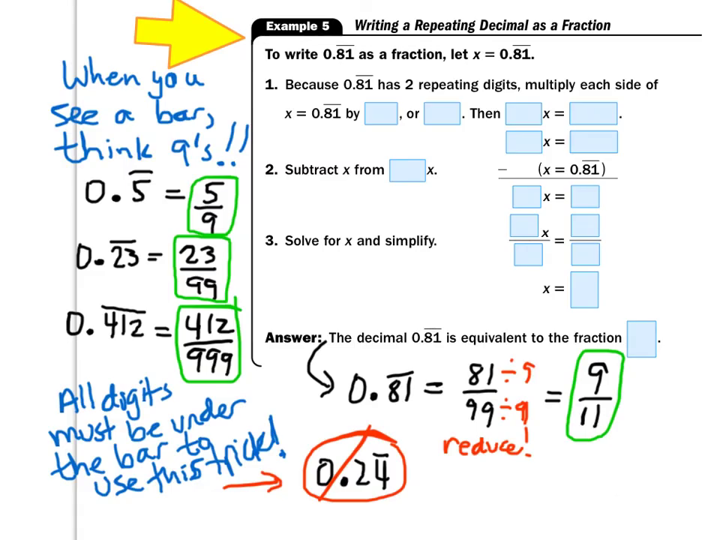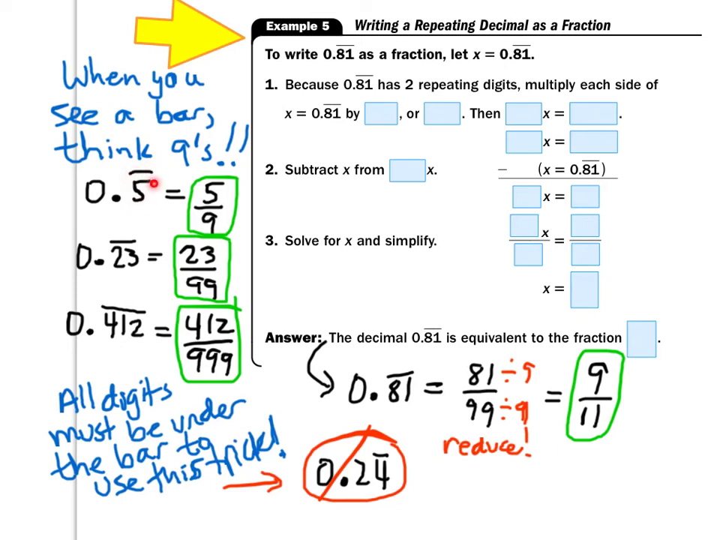Okay, so this is a really fun trick. Look at example 5, writing a repeating decimal as a fraction. Now, please put this in the margin. When you see a repeating bar, think 9s. That's the trick. So look at 0.5 with the bar over it.